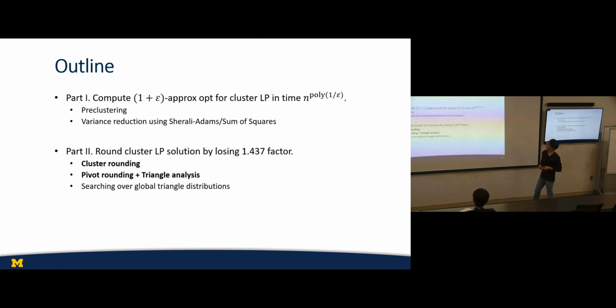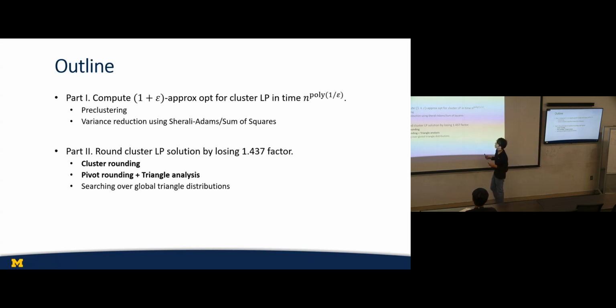As you can see, these two algorithms are the grand total of maybe 10 lines, so the algorithms are extremely simple. For cluster rounding, the analysis is very simple as well, again like 2 lines. The analysis for the pivot rounding is known as a triangle analysis, and we follow the standard setup. What we do that is new compared to other work is amortizing different types of triangles.